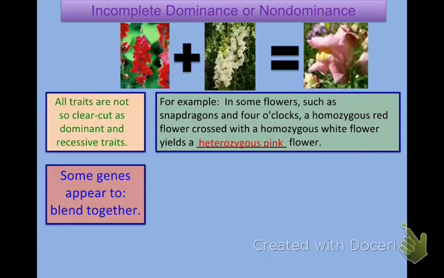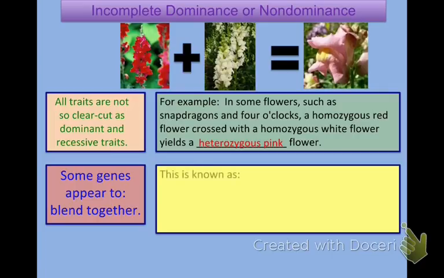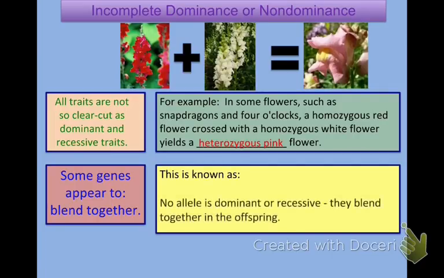This is known as incomplete dominance. That's really what we're going to call it. We're not going to refer to it as non-dominance, so you can just ignore that. But incomplete dominance is when no allele is dominant or recessive, and instead they blend together.